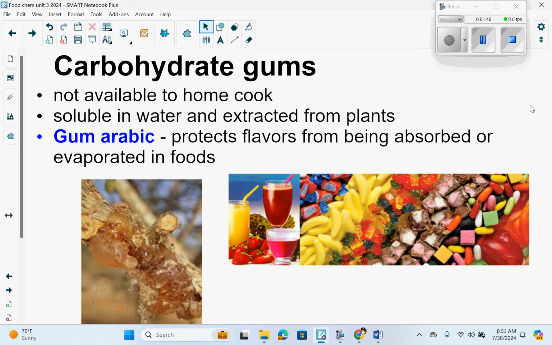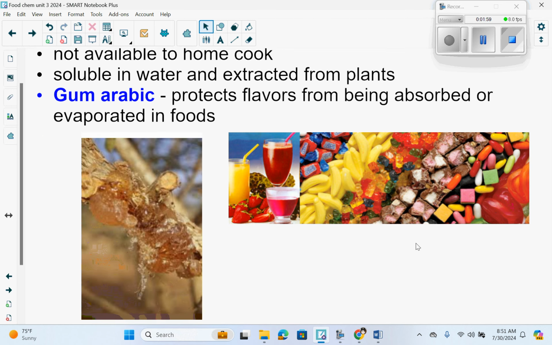Carbohydrate gums. This is not really available to the home cook. They're soluble in water and extracted from plants. On a label, you might see something like gum arabic. This protects flavors from being absorbed or evaporated in foods.